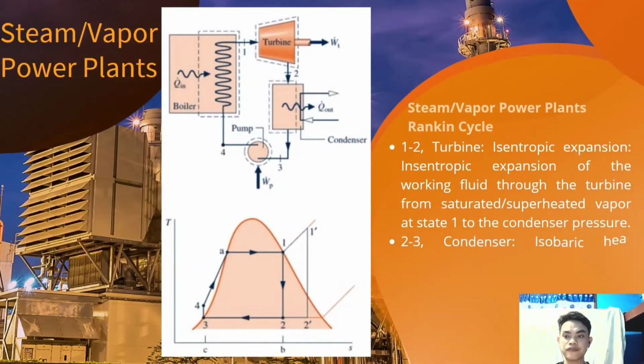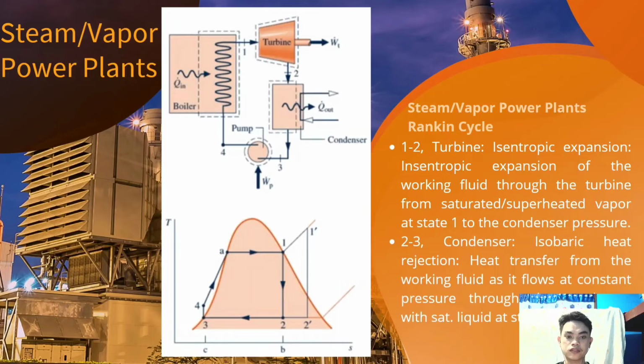Next is the steam or vapor power plant, or the Rankine cycle. Process 1 to 2 is isentropic expansion of the working fluid through the turbine, from saturated or superheated vapor at state 1 to the condenser pressure. Process 2 to 3 is isobaric heat rejection in the condenser. Heat is transferred from the working fluid as it flows at constant pressure through the condenser, with saturated liquid at state 3.